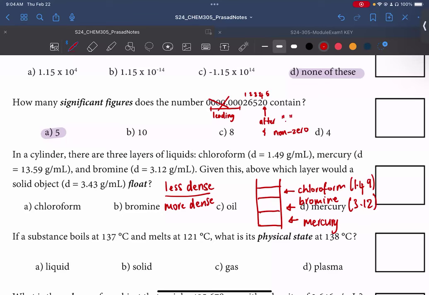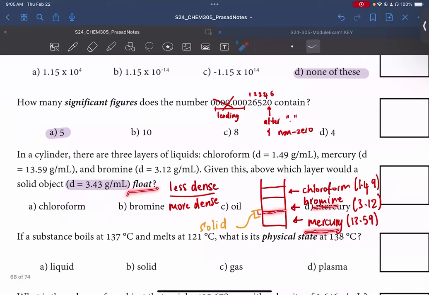Thank you for checking. The mercury given to us is 13.59. We are told that the solid object is 3.43. So it is most likely going to be located. Let me use a different color. Somewhere right here. Upon identifying that it's somewhere between bromine and mercury, it must float on top of mercury.